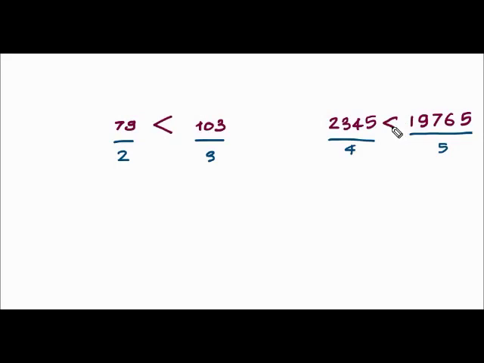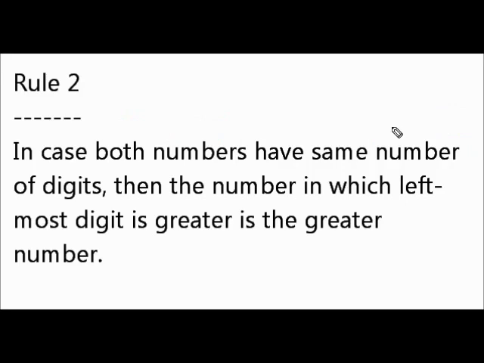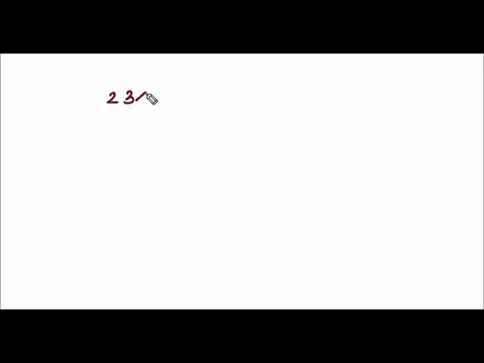So let's go to rule number 2. What happens if I have the same number of digits? For example, I have 2, 3, 4, 5 and 1, 9, 7, 6. So I have these two numbers. In both cases I have the same number of digits. Here I have 4 digits and here also I have 4 digits. Now which number is greater?